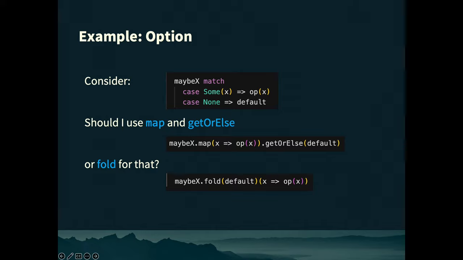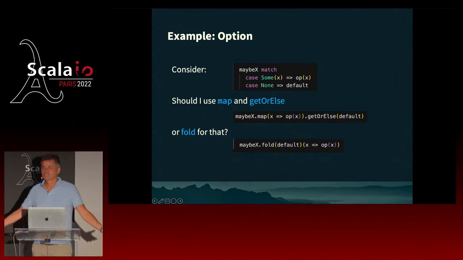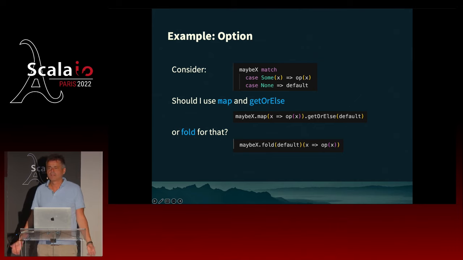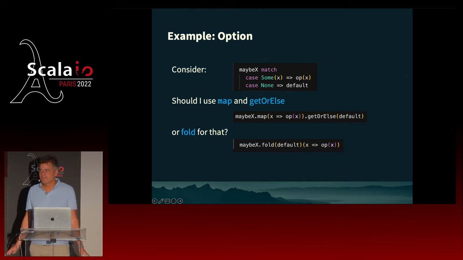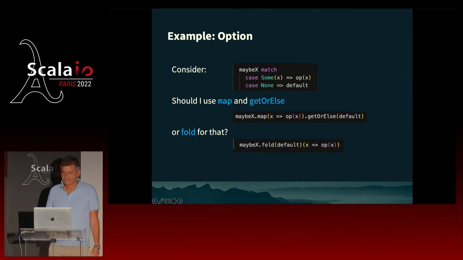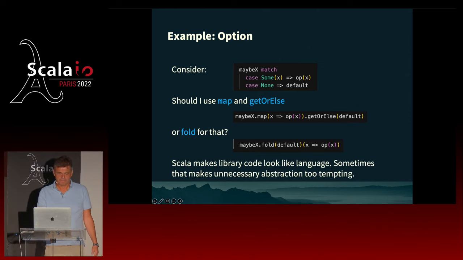And again, it's only yesterday that I saw an occurrence of fold in a compiler code base, and I could make neither heads nor tails of it, and said, what fold is that? Where does the fold come from? And I said, oh, it's option.fold. So somebody had written an option.fold in here, and it did absolutely nothing for legibility. It was completely detrimental.